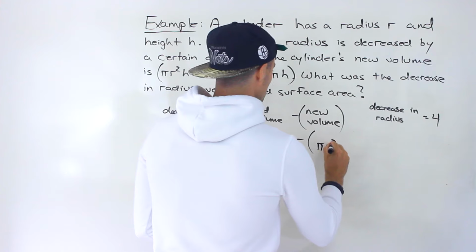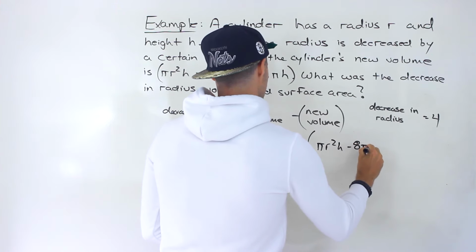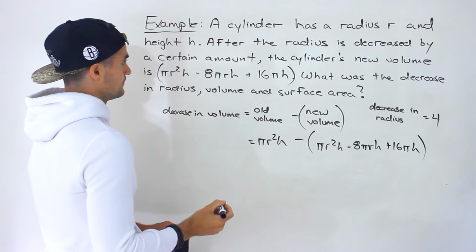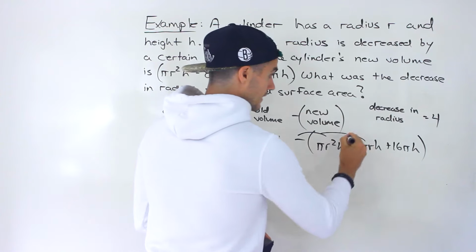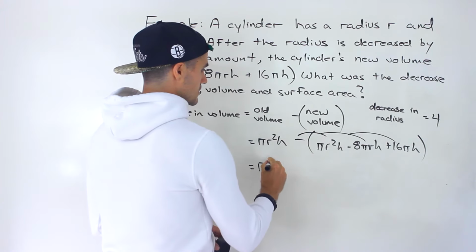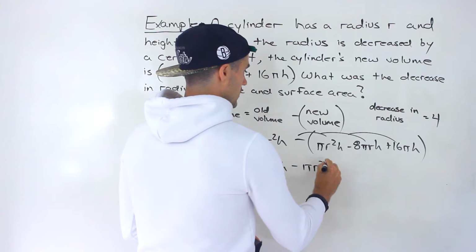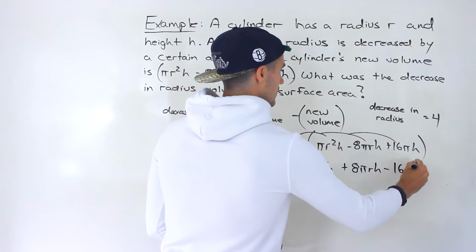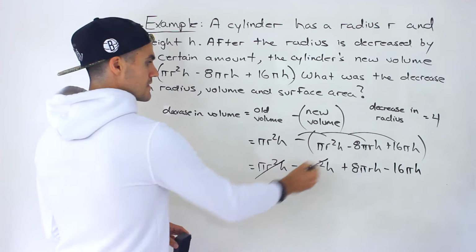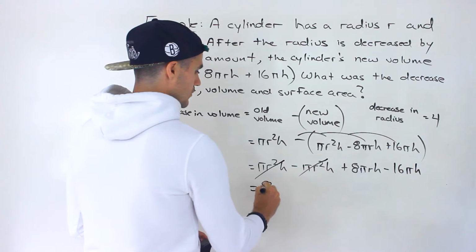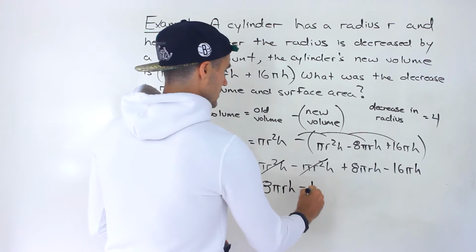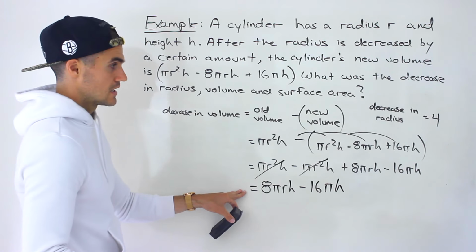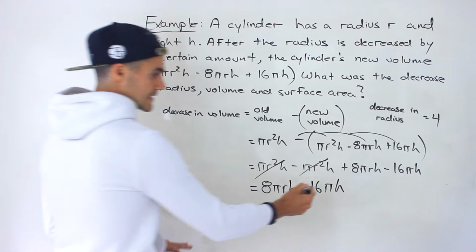So we end up with pi r squared h minus 8 pi r h plus 16 pi h, like that. Then we can distribute the negative inside the bracket. So we'd have pi r squared h minus pi r squared h plus 8 pi r h. Basically, all of the signs change like that. These cancel out, and we're left with 8 pi rh minus 16 pi h. So that ends up being the decrease in volume. So that's the expanded version.